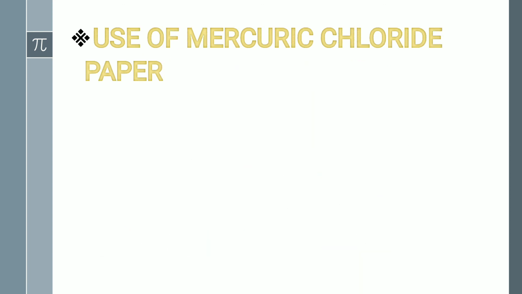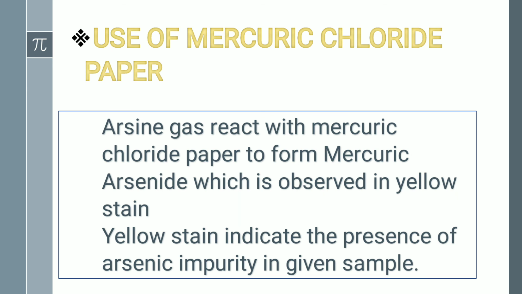Now the use of mercuric chloride paper in the arsenic limit test. Here also it is the arsenic limit test. The arsine gas reacts with the mercuric chloride paper to form mercuric arsenide, which is observed as a yellow stain. So the yellow stain indicates the presence of arsenic impurity in the given sample. So mercuric chloride paper is very useful to indicate the yellow color, and yellow color indicates the arsenic impurity in the given sample.